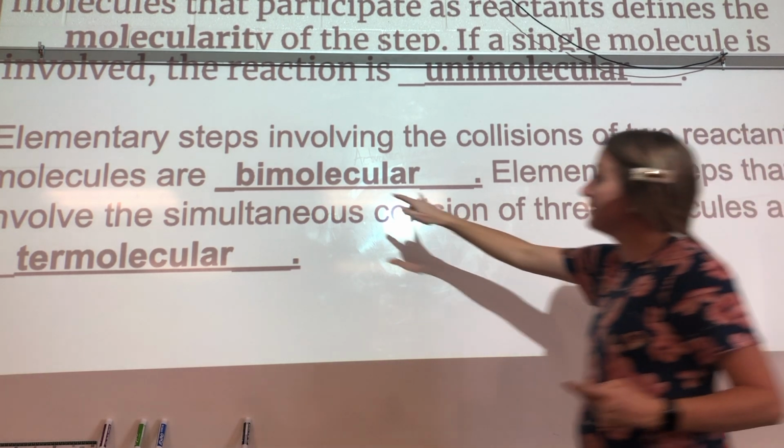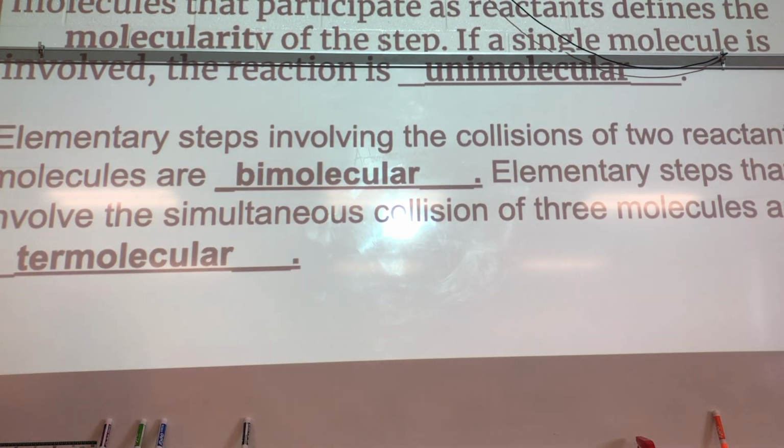Bimolecular means 2 things are colliding. Termolecular means 3 things are colliding. Now, I have a weird visual for you, but you should be used to that by now. If you've seen Harry Potter, in the first Harry Potter, he goes into a room and there's a bunch of flying keys. If you haven't seen it, just imagine a bunch of flying keys. Now, also add to the room a bunch of flying padlocks. This is a dangerous room to be in.